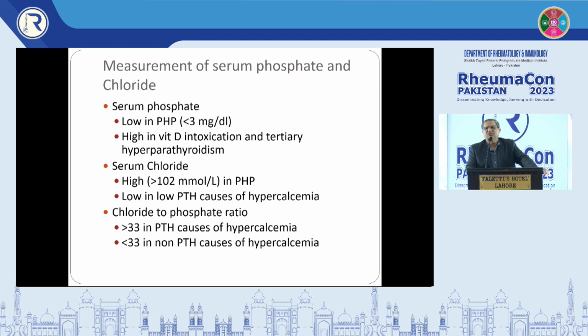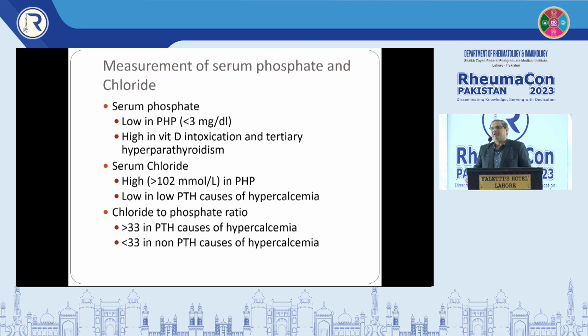Sometimes these two tests are useful, measurement of serum phosphate and chloride. For example, in a patient with increased PTH and hypercalcemia, it could be primary or tertiary hyperparathyroidism. In tertiary hyperparathyroidism, there is hyperphosphatemia. In primary hyperparathyroidism, there is hypophosphatemia. So phosphate level does sometimes help. Vitamin D increases both calcium level and phosphate level. So in vitamin D intoxication, the calcium and phosphate level both are elevated.